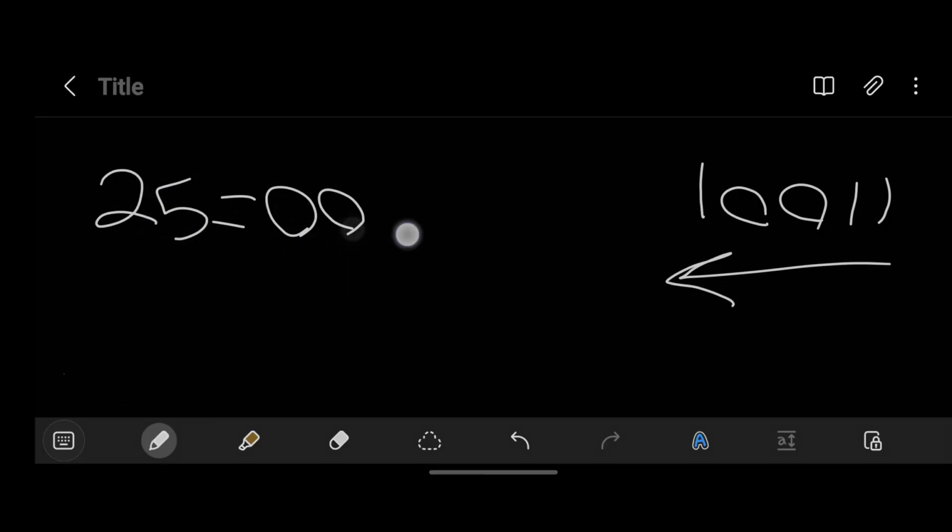1, 1, 0, 0, 1. If we were to put that into an 8-bit format, it would be 0, 0, 0, 1, 1, 0, 0, 1.